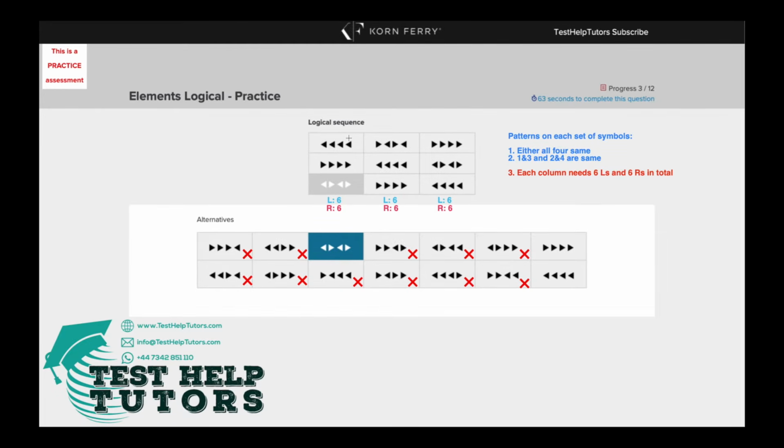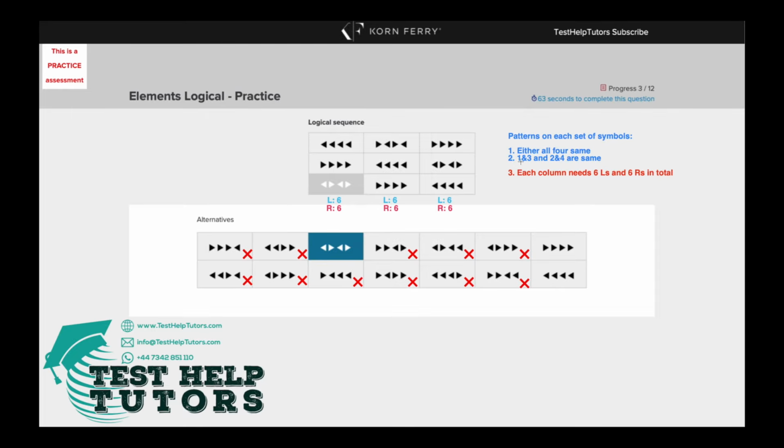If we look at our sequence, we can see either all four are left pointing or right pointing, meaning either all four are the same, or 1 and 3 and 2 and 4 are the same. What I mean by that is either all four arrows are the same, like this one, or the first and third arrow are the same, and the second and fourth arrow are the same. Likewise, first and third are the same here, and second and fourth arrow are the same here.